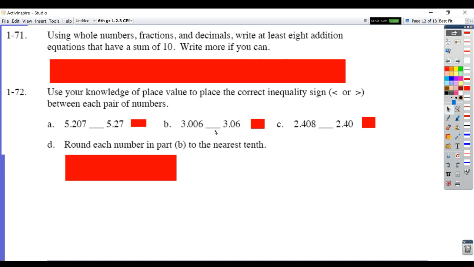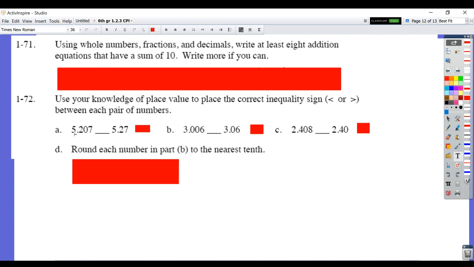For 172, you are going to be placing a less than or greater than sign between the pairs of numbers. Again, as we've talked about before, you can compare each place value, compare the ones, compare the tenths, compare the hundredths, or another option is you can add a non-essential 0 if you wish to.